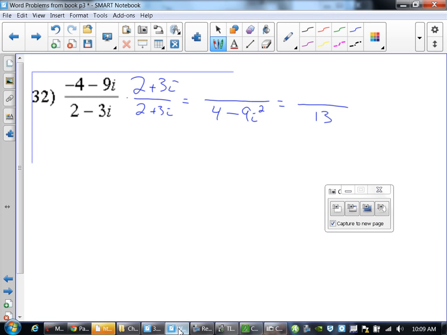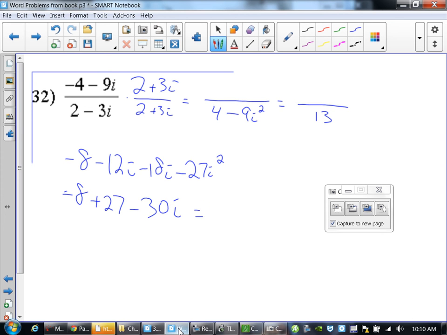The top part's the one that takes a little bit longer. When you FOIL out the top, I'm going to write it off to the side here. I'm going to get -8 minus 12i minus 18i minus 27i squared. The minus 27i squared turns into what? Positive 27. Very good. So I have -8 plus 27 minus 30i. Your answer is 15 minus 30i all over 13.